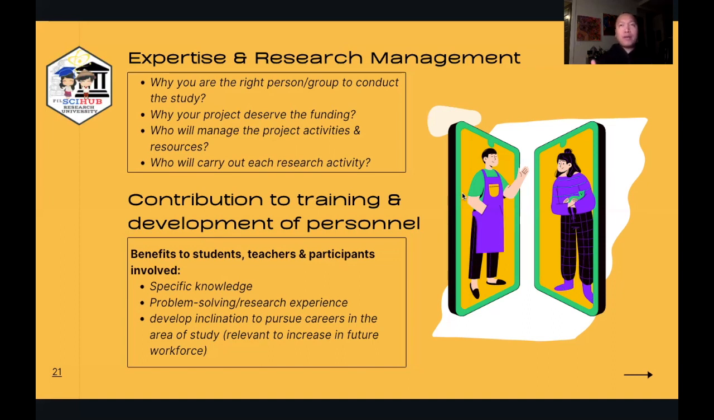So say for example at the high school level, those who would benefit much from the research activity will more likely be the students. So the question of will this research project and all its activities impart knowledge to the students in specific areas. So it's very important that you highlight them.